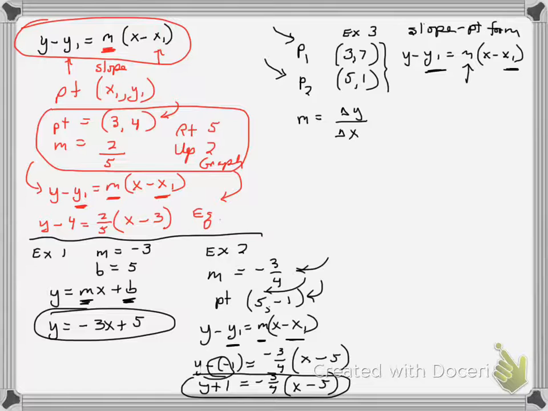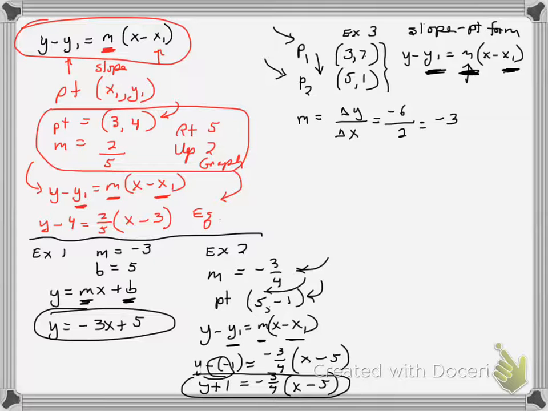I'll go from point 1 to point 2. So the y values are 7 to 1, which is a downward change of 6, so it'd be negative 6. And 3 to 5 is a change of positive 2. Simplifying that, I'm going to get negative 3 as my slope. Now what I have is all three: my point, my slope, my x, my y, and my slope.